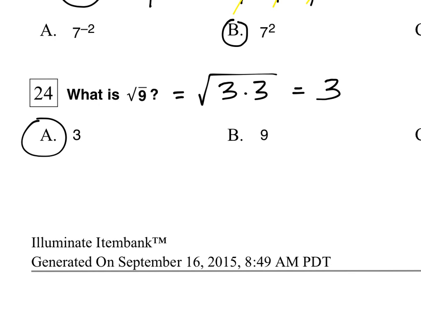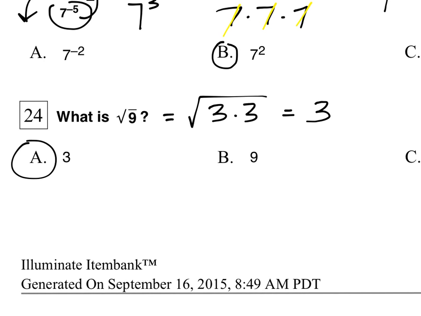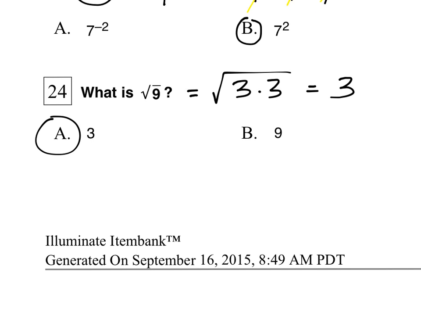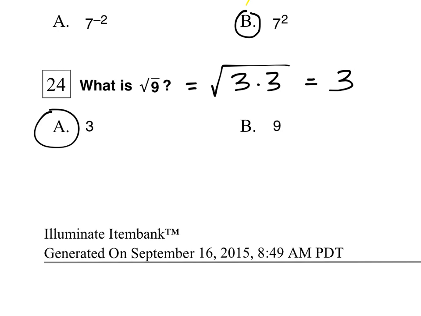Number 24. I'm asked, what is the square root of 9? The square root of 9 can be broken down into the square root of 3 times 3, so my answer is 3. With square roots, I have to make sure underneath that radical sign, I want 2 identical factors.